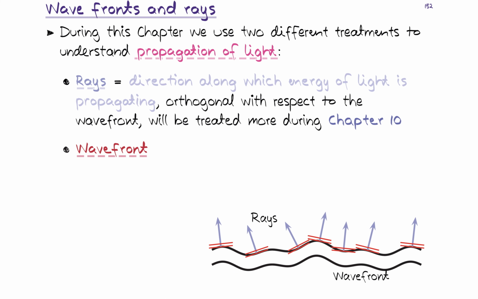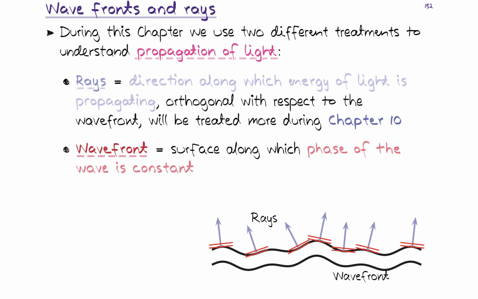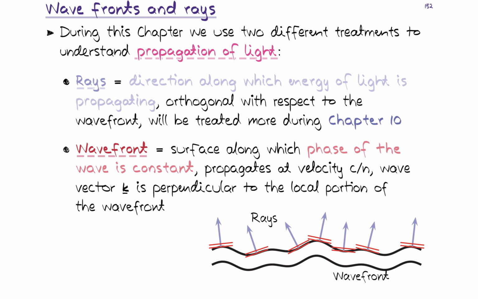And the second way of looking at things would be looking at fields in terms of their wavefronts. The wavefront is a really important quantity to understand. A wavefront is defined as a surface where the phase of the wave is constant. So that is the black curly line in that schematic figure. And this wavefront, of course, propagates at the speed of light in that given medium, so c divided by n, depending on the refractive index profile of the material. And here the wave vector k is perpendicular to the local portion of the wavefront. So this is how we can understand things.